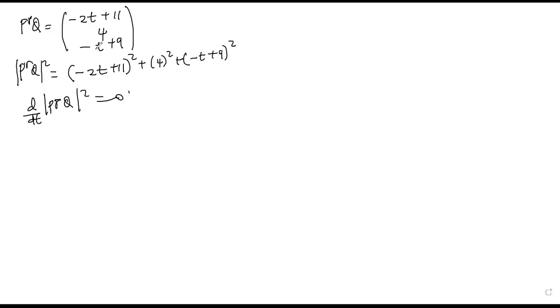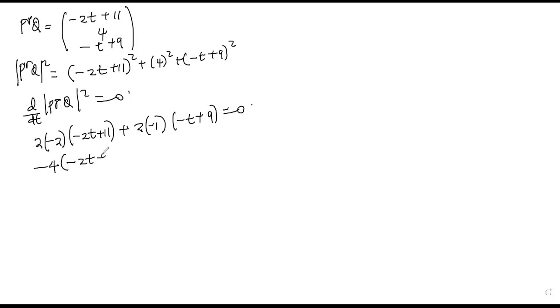And therefore, if you differentiate, you'll be having 2 drop 2 first. It will be 2 into differentiate what is inside, it will be negative 2. Then you rewrite the function negative 2t plus 11, reduce the power by 1. So it will be 1. When you differentiate this one, you get 0. So plus drop a 2, differentiate what is inside, you get negative 1. Then rewrite it, negative t plus 9, reduce the power by 1 and equal to 0. So this is negative 4 into negative 2t plus 11, right? Then this is minus 2 into minus t plus 9 should be equal to 0.